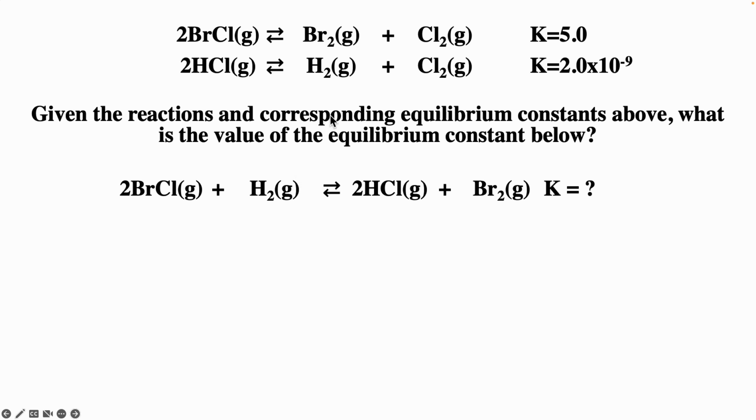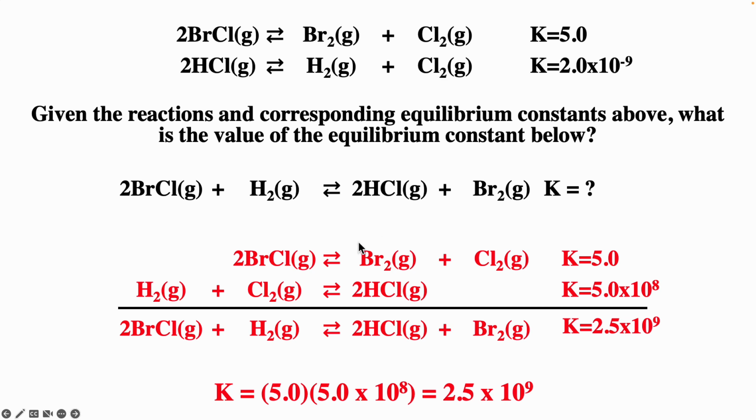Given the reactions corresponding to equilibrium constants above, what is the value of the equilibrium constant below? And so sometimes you'll have to manipulate these reactions. If we look at it, we've got 2BrCl, 2BrCl, and so we probably don't have to change that top reaction. Now we've got 2HCl, and we have 2HCl as a product here, and so we'll probably have to flip this reaction.